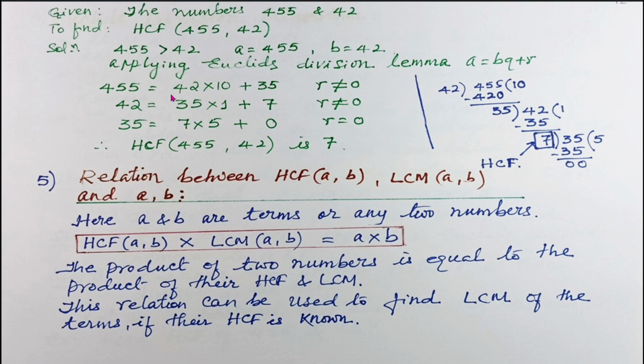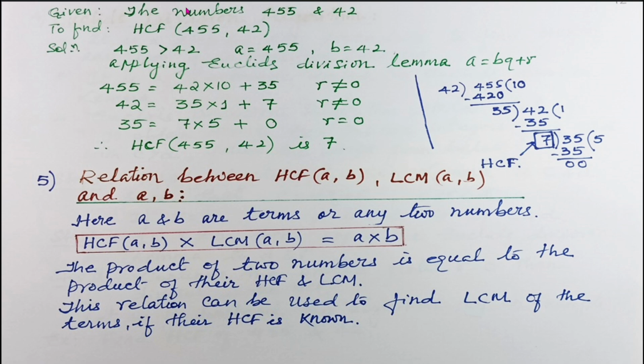lemma, that is taking 42 as the dividend and 35 as the divisor. So 42 is equal to 35 into 1 plus 7. Again R is not equal to 0, 7 is not 0. Again apply the Euclid division lemma the third time, taking 35 as the divisor and 7 as the dividend. 35 is equal to 7 into 5 plus 0. So here the remainder becomes 0. Therefore 7, that is the previous divisor, becomes the HCF. So the HCF of 455 and 42 is 7.